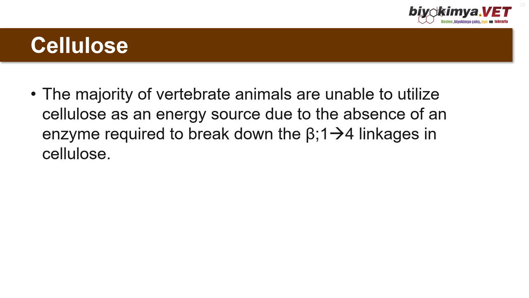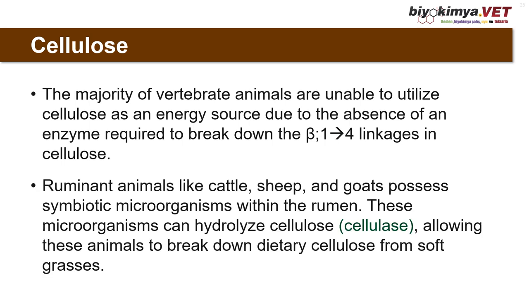Molecular genetic research has uncovered the presence of genes responsible for cellulose-degrading enzymes in the genomes of various invertebrate animals, including arthropods and nematodes. Ruminant animals like cattle, sheep, and goats possess symbiotic microorganisms within the rumen, and these microorganisms can hydrolyze cellulose, allowing these animals to break down dietary cellulose from soft grasses. The rumen is the first of their four stomach compartments.